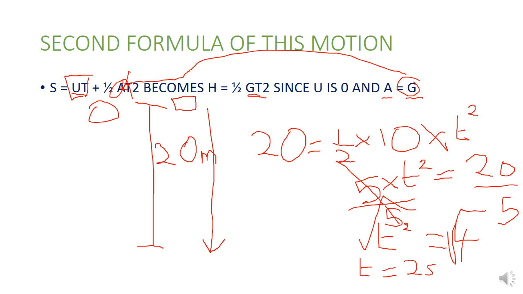If I can repeat, the reason why height becomes ½gt² is because u is 0. So since u is 0 and a is equal to g, s becomes ½gt². That is what s becomes.